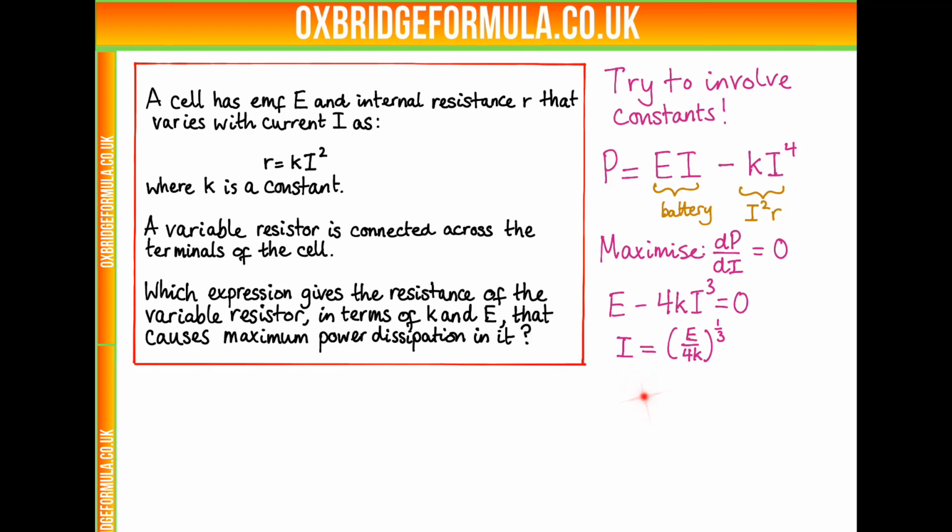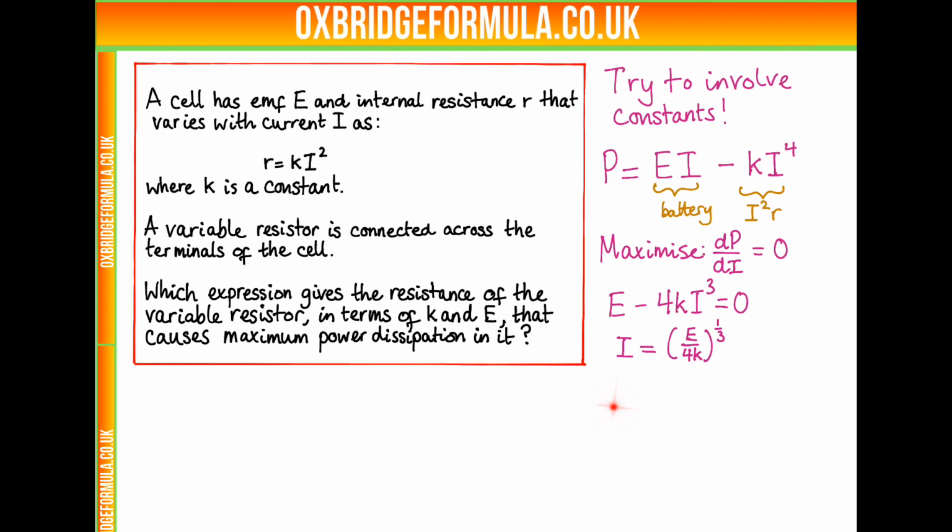So notice how we used I instead of using the resistance of the variable resistor in order to calculate maximum power dissipation, because any expressions we had involving the resistance would have also involved internal resistance R, which will vary with the current as well. So it's best to vary everything in terms of the current and what we know.